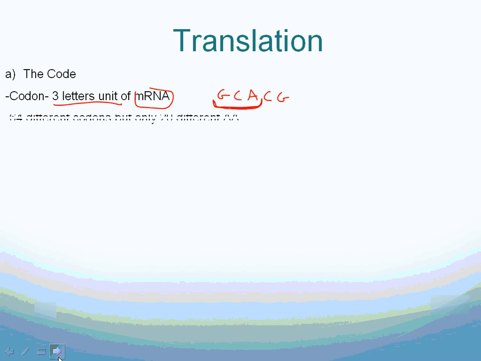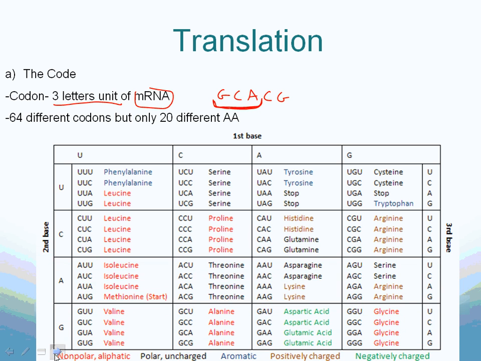3 letters will determine what the amino acids are. When we look at something like this, these are all the different possible combinations of RNA and the amino acid that's going to be associated with them. As you can see, there's a lot of repeats. Even though there are 64 different combinations that these 3 letters can be arranged in, only 20 different amino acids are going to be formed. So there's a lot of repeats, and the reasons for this we'll go over later.